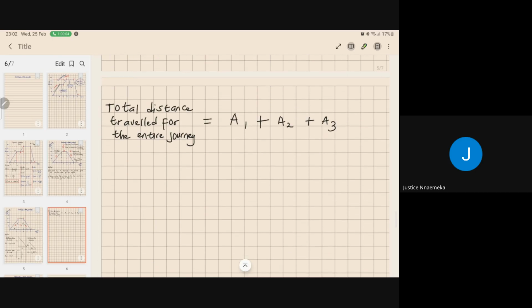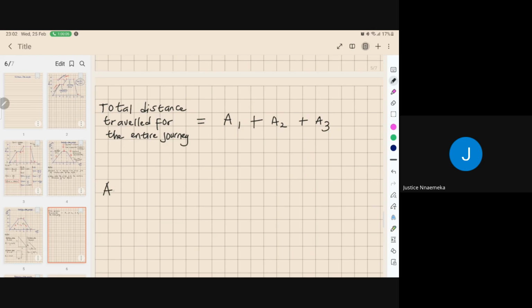So the average speed for the entire journey is going to be what? Total distance traveled all over the total time taken.